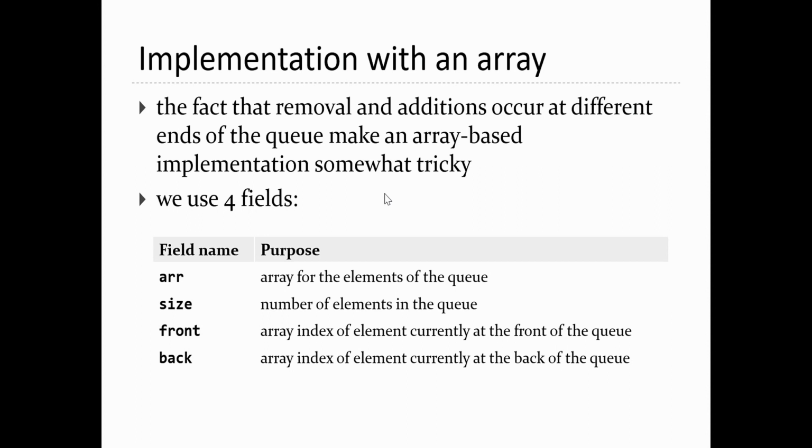So remember in our array-based list, we had 2 fields. We had an array, and we had the size of the array. Sorry, we had 3? No, we had 2. We had the array, and then we had the last element of the array. Have we done list yet? We did stack. So in a stack, we had the array, and then we had the top element of the stack, the index of the top element. Right here, we're going to keep track of the array. We have the size, front and back. So front is going to be the index of the element that's currently at the front. Back is going to be the index of the element currently at the back. So we're going to keep track of 4 things in this implementation.